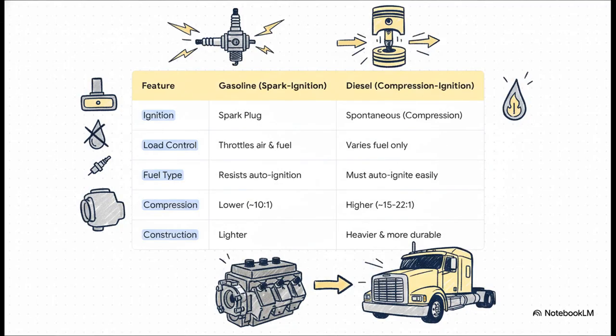So let's put it all together. Gasoline uses a spark plug, controls power with a throttle, and needs fuel that fights against igniting on its own. Diesel uses pure compression, controls power just by adding more fuel, and needs a fuel that ignites super easily. And because of that huge pressure spike we just saw in the graph, diesel engines have to be built much heavier and tougher to handle all those forces. And that is exactly why you see them in big trucks that need to be powerful and last forever.